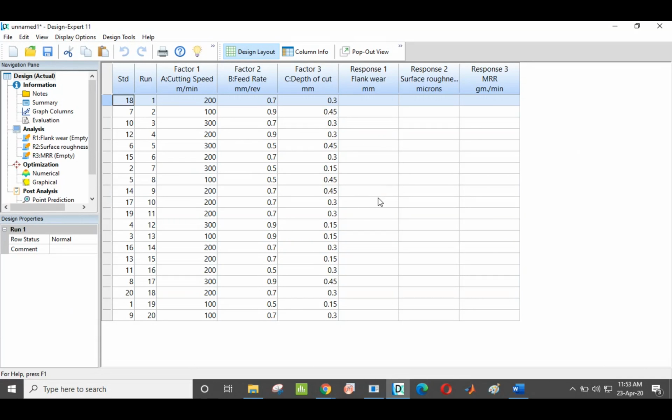Why is there repetition of experiments? The purpose of repetition of experiments is to reduce the experimental error. So from this itself we can tell the experimental error is lower. When the experimental error is lower, a perfect model can be fit.